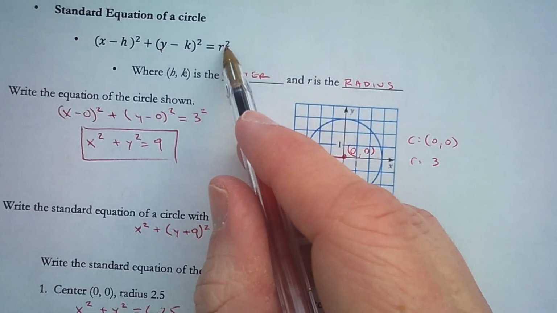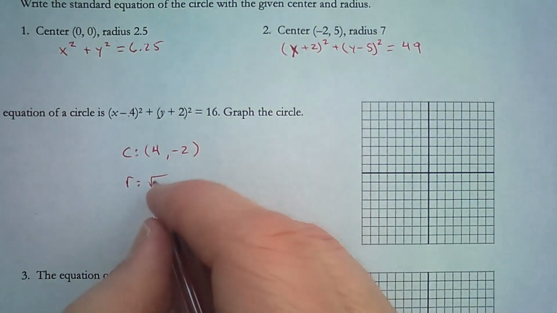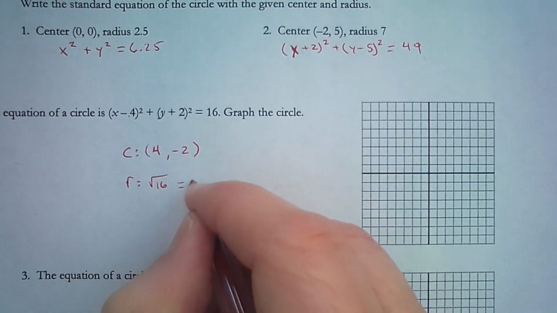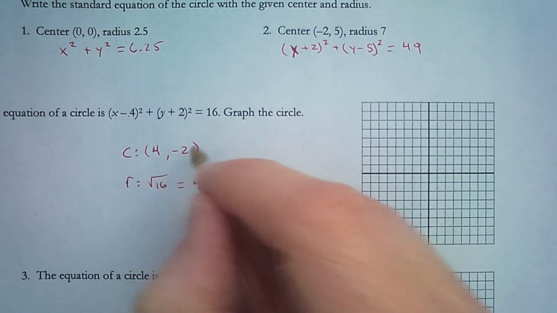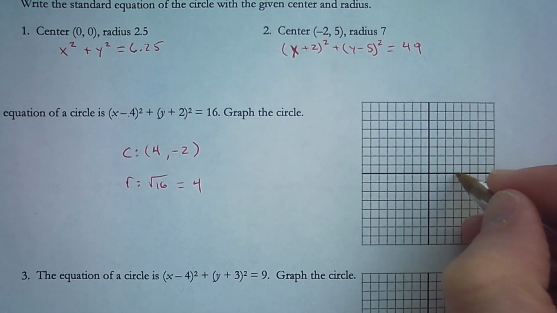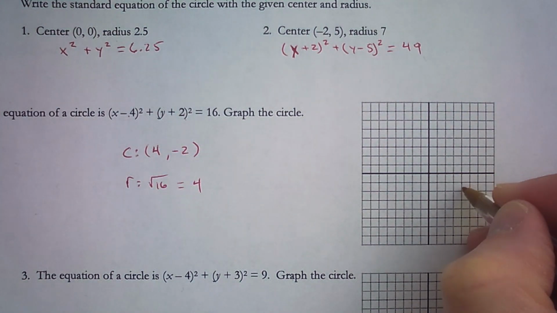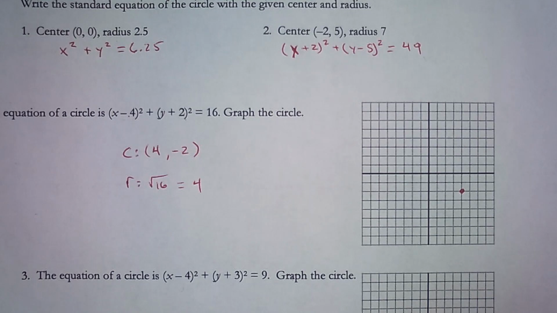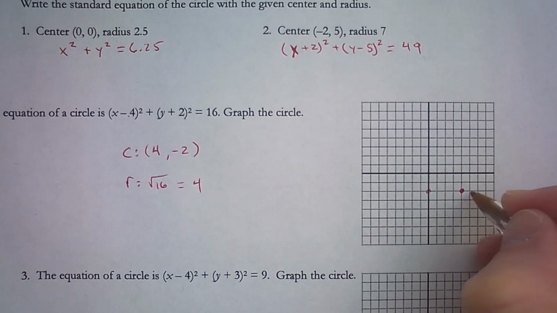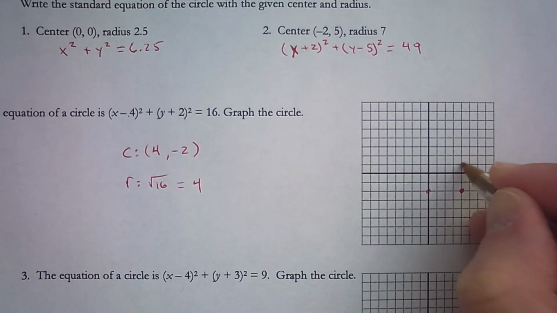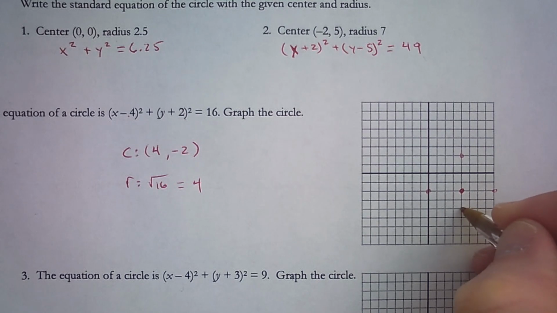Okay, so here we had r squared. The opposite of that is the square root. So we take the square root of 16, which is 4. Okay, so we graph (4, negative 2). So right 4, down 2, and that is the center of the circle. And we have a radius of 4. So we're going to go left 4, right 4, up 4, and down 4.